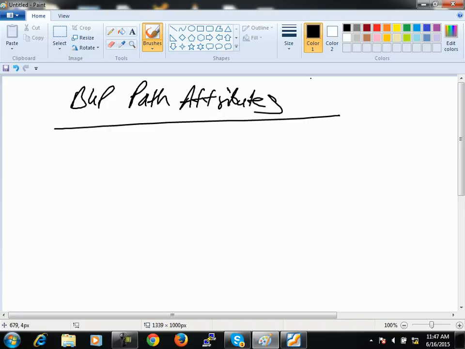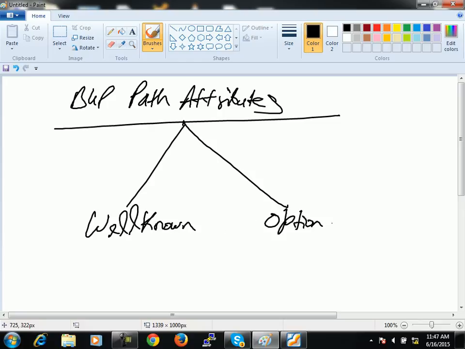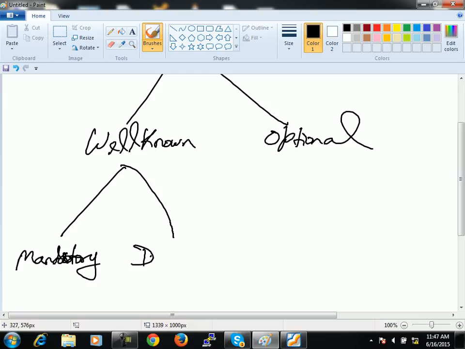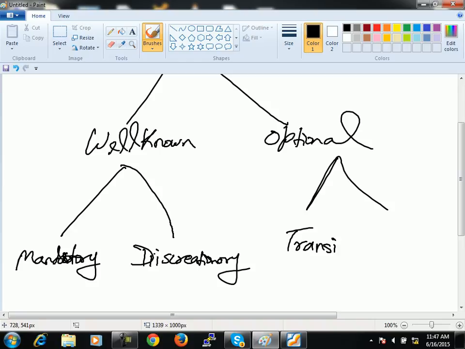Now, BGP path attributes are divided into two main categories. One is known as well-known. Another one is known as optional. Under well-known we have two further categories: mandatory and discretionary. Under optional, again we have two more categories: transitive and non-transitive attributes.